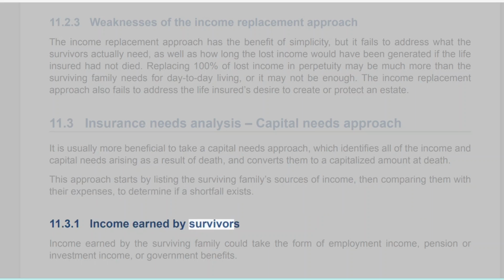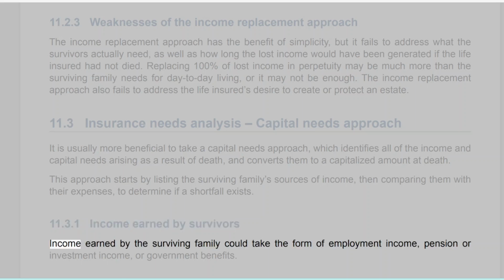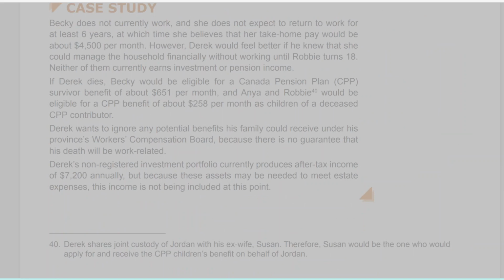11.3.1 Income earned by survivors. Income earned by the surviving family could take the form of employment income, pension or investment income, or government benefits. Case study: Becky does not currently work, and she does not expect to return to work for at least 6 years, at which time she believes that her take-home pay would be about $4,500 per month. However, Derek would feel better if he knew that she could manage the household financially without working until Robbie turns 18. Neither of them currently earns investment or pension income.